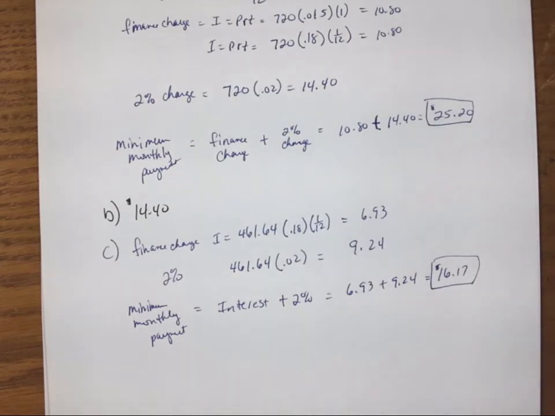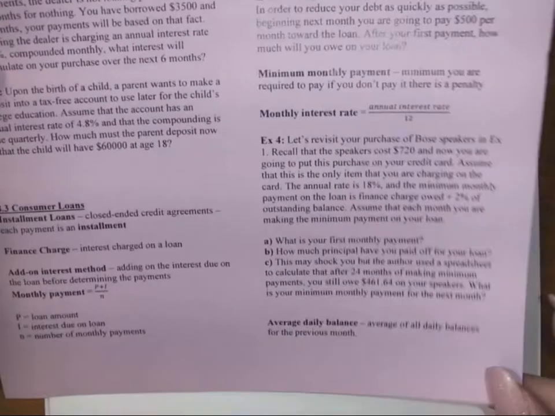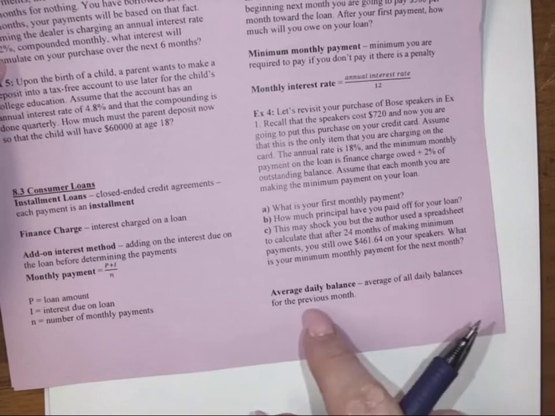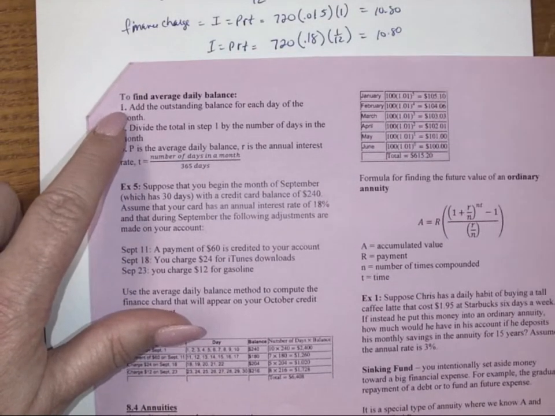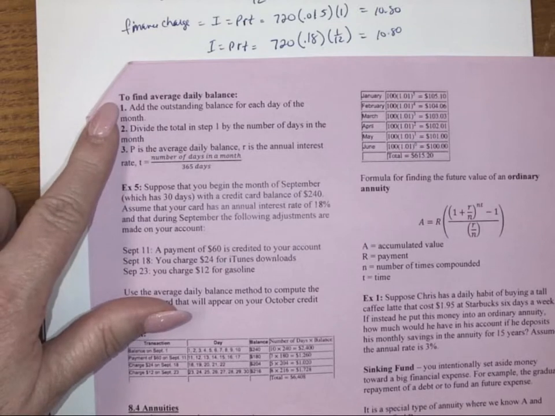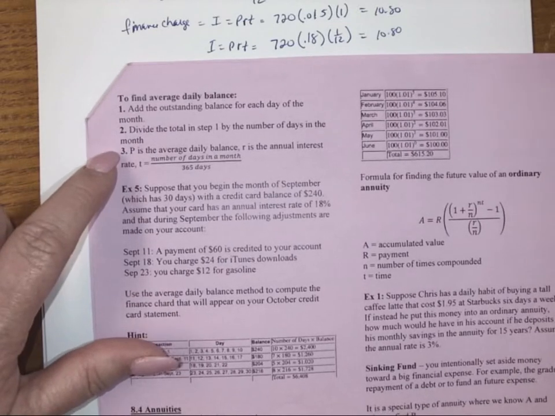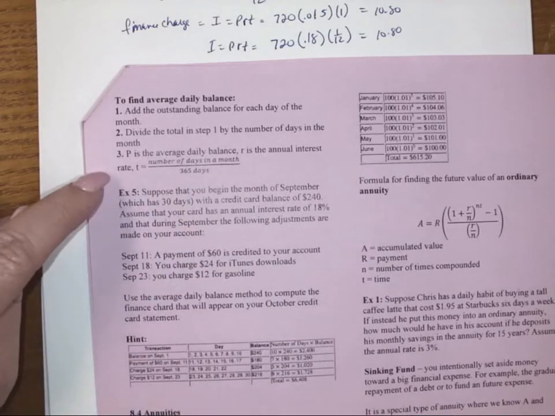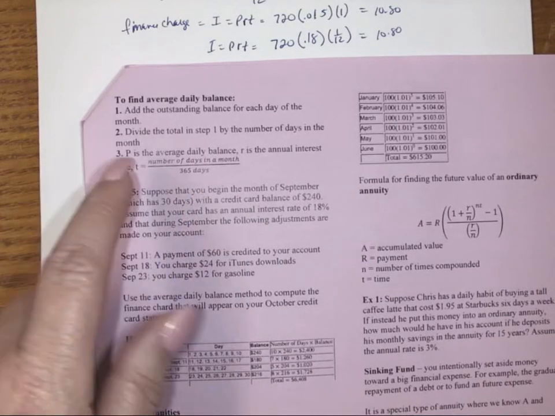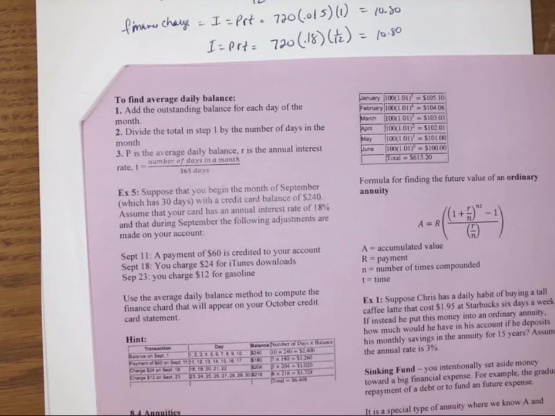All right, so for our average daily balance, the average of all daily balances for the previous month. To find it, you're going to add the outstanding balance for each day of the month and divide this sum by the number of days in the month. P is the average daily balance, R is the annual interest rate, and T is equal to the number of days in a month divided by 365.